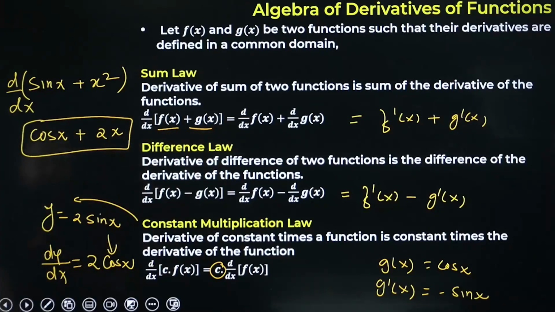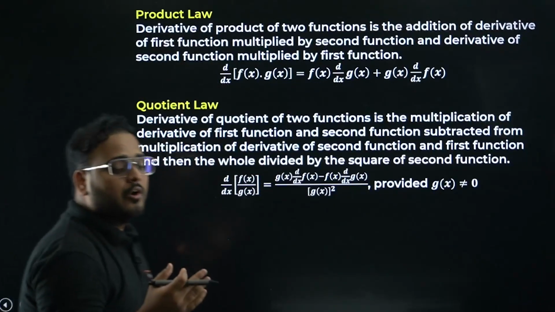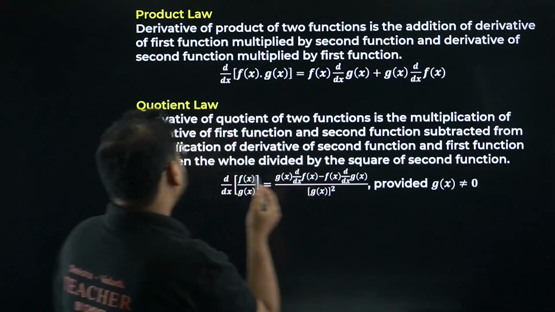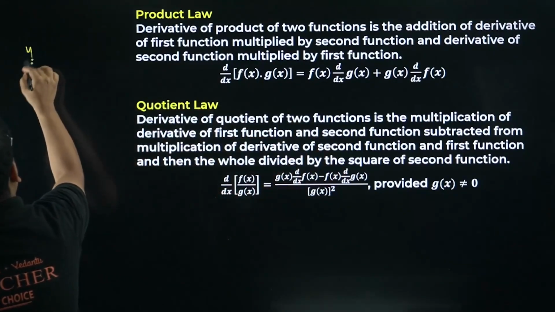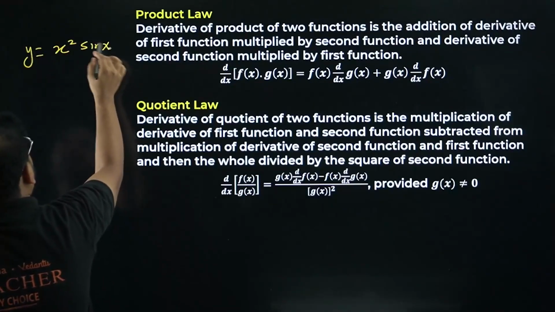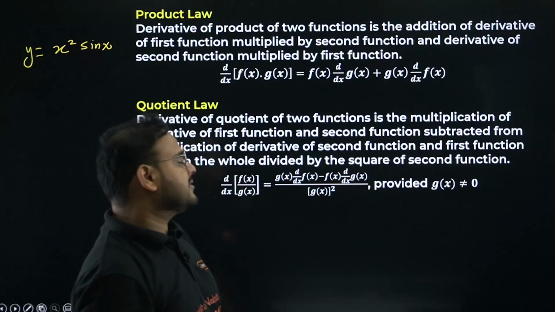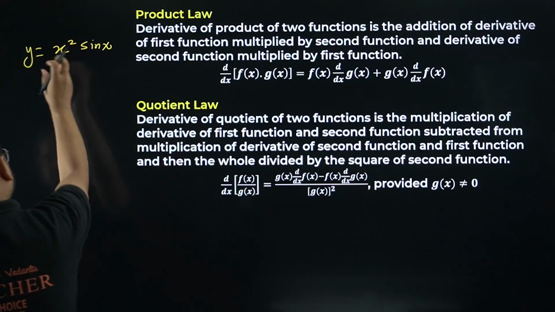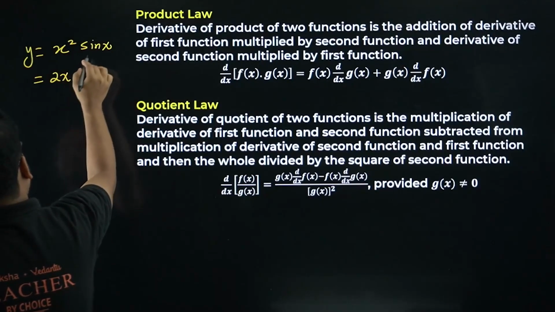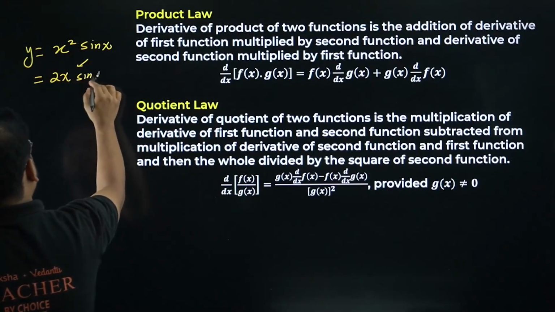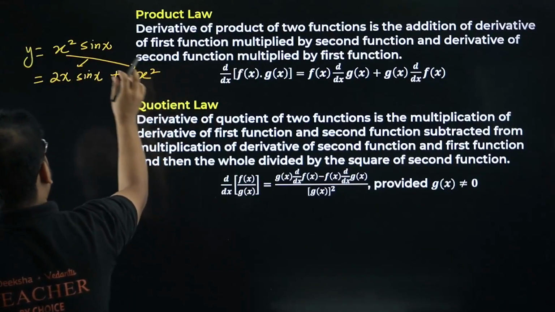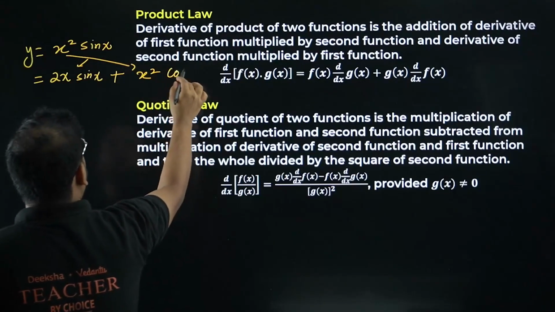Let's move on. Next is the product law. When we have two functions given in product, let's say I had y equals x square sin x. What are you going to do next? In this particular case, you differentiate the first one, 2x, and keep the other as it is, so it will become 2x sin x. This time, keep x square as it is and differentiate sin x, so it will become cos x.